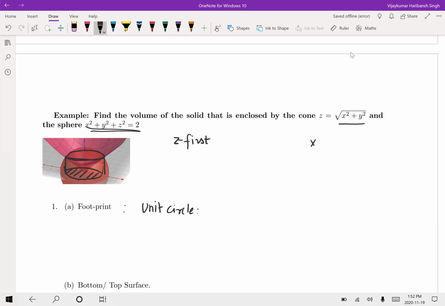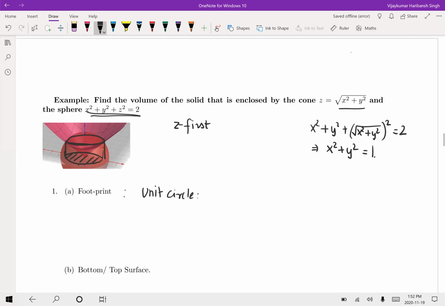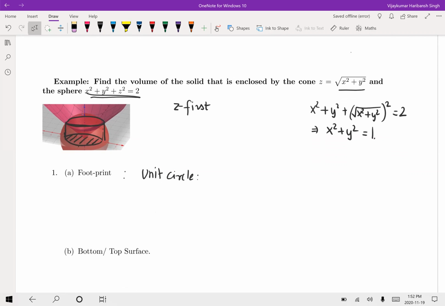So we have x squared plus y squared plus square root of x squared plus y squared, that is what z is from the first equation, equals 2. So this gives me x squared plus y squared times 2 is 2, which means x squared plus y squared equals 1. So the footprint is a unit circle. Now, top and bottom. So what is the top?